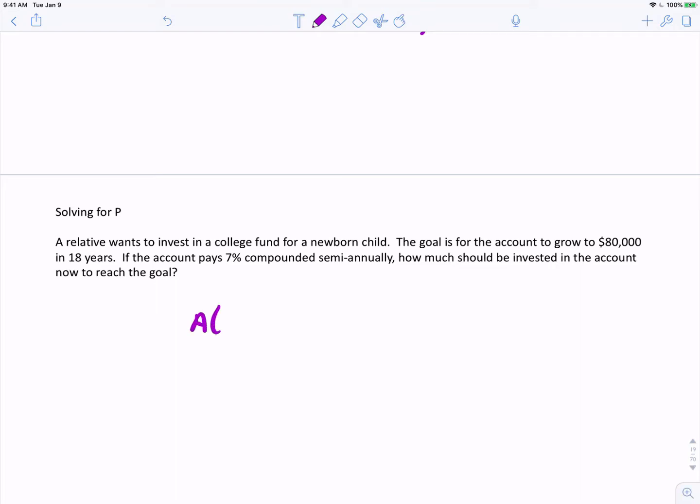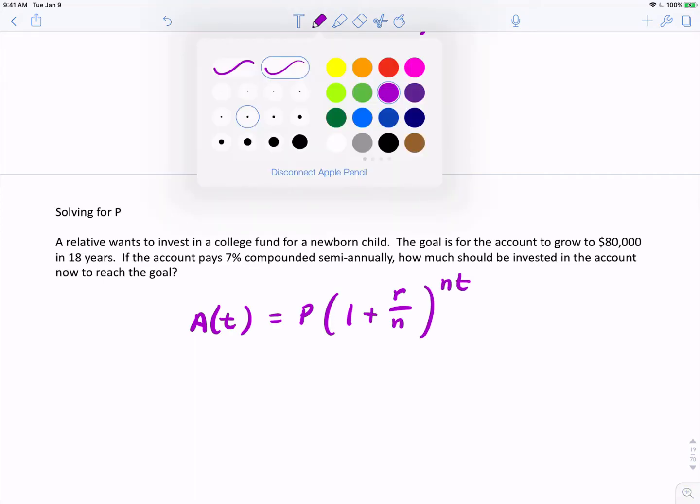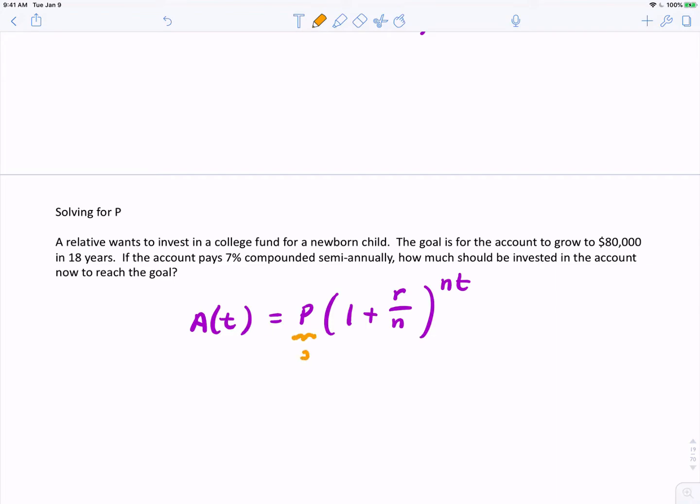So the compound interest formula, A of t is equal to P times 1 plus r over n to the nt. And in this case, we don't know P. P is going to be our unknown value, how much should be invested. But we do know a final amount. The goal is for this account to have $80,000 in it when the child's ready to go to college. R is 7%, 0.07. Compounded semi-annually means it's going to be compounded twice a year.